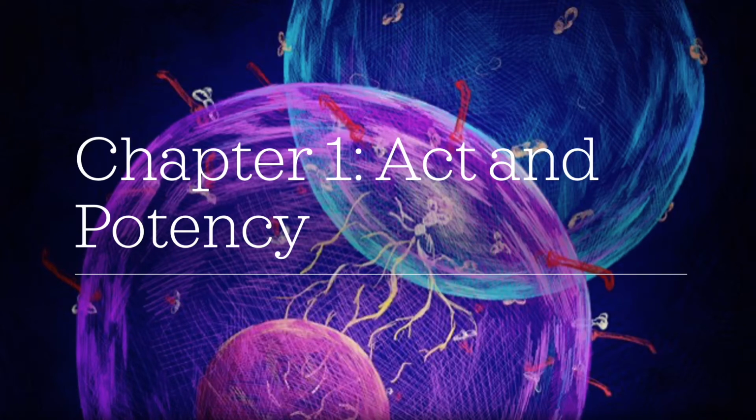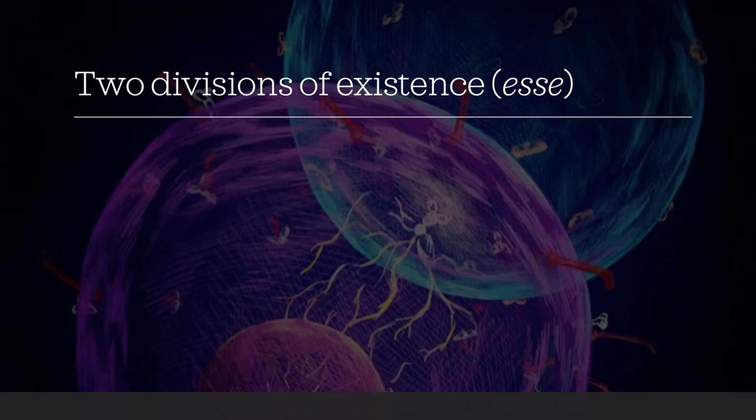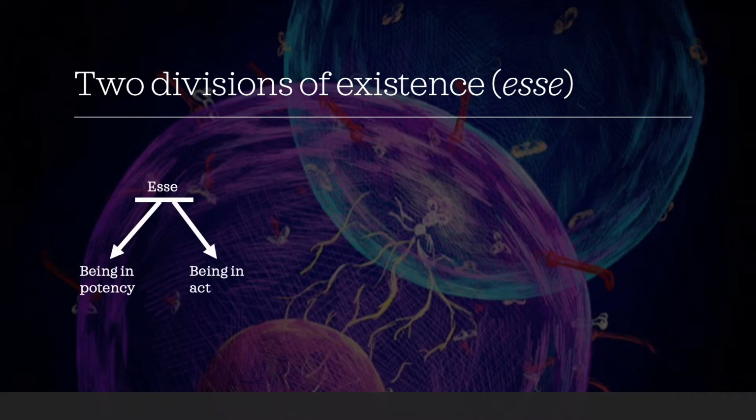Now let's start with chapter 1 of On the Principles of Nature by Thomas Aquinas. This chapter is about act and potency. Aquinas begins with two divisions of existence, or esse. The first division divides esse into being in potency and being in act, that is, into possible being and actual being.